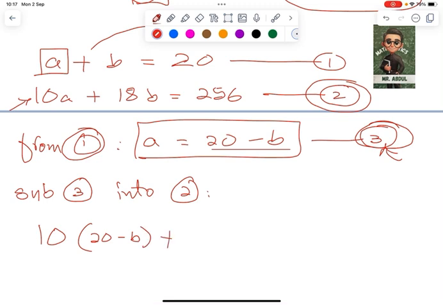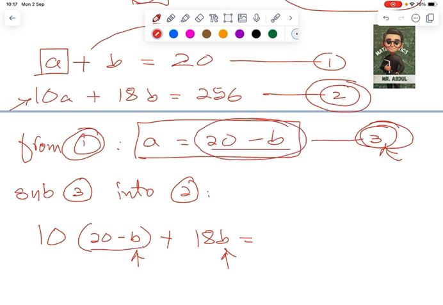The reason being, and then plus 18B, don't forget 18B. You realize now, everything is only one unknown, B. No more A. A, we already substituted 20 minus B. Simple, right? So equal to 256 as per normal.